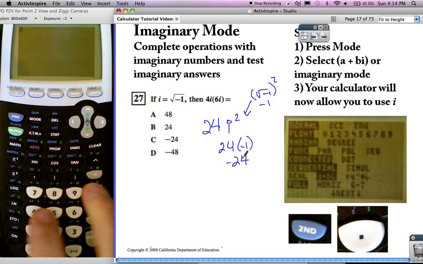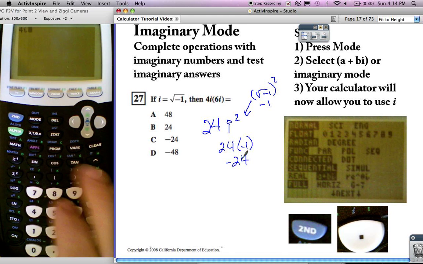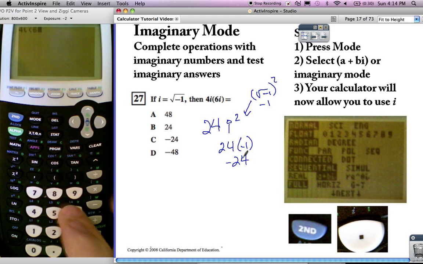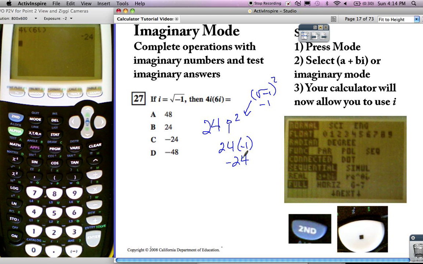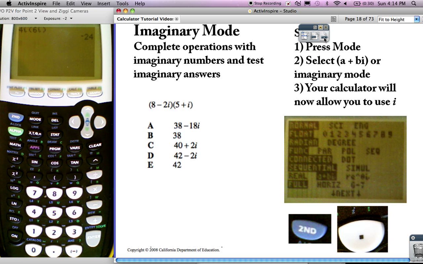Let's see if the calculator can do it a little faster. I type it exactly as it appears. The calculator knows the parentheses mean multiply, and there's my answer, -24. Let's try another one. Now wait a second. Let me see here. Can I do this? Let's see.